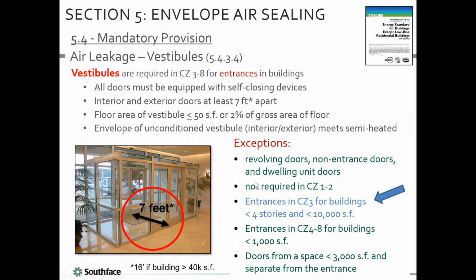There's a very important one in blue that I wanted to make sure pops up. So non-entrance doors, dwelling unit doors, revolving doors, those all either are exempt or meet the criteria, only in climate zones 3 and up. And this one in blue says, if you're in climate zone 3 and you are a 3-story building and you're under 10,000 square feet, you do not have to have a vestibule.